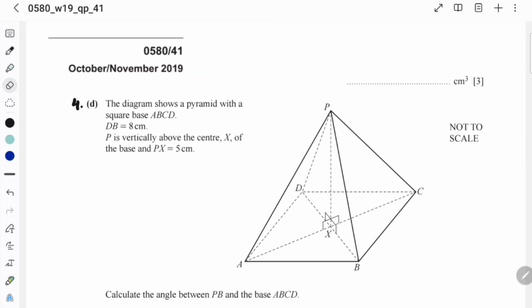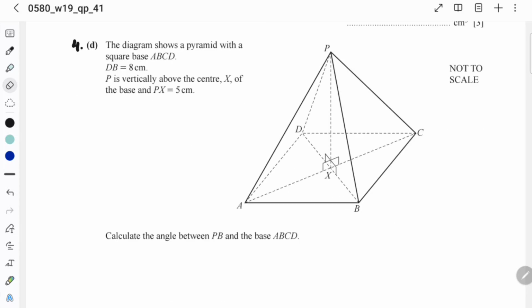Alright, now moving to 0580 IGCSE paper 4 October November 2019, question number 4 in the paper. The diagram shows a pyramid with a square base ABCD. DB is 8 centimeters, P is vertically above the center X of the base, and PX is 5 centimeters. Calculate the angle between PB and the base ABCD. So this is a 3D trigonometry question, part D of question number 4.